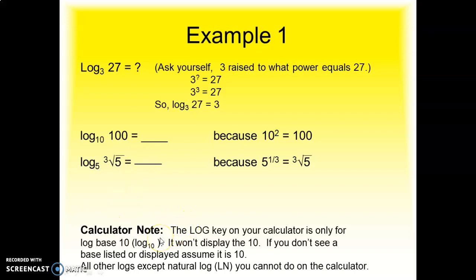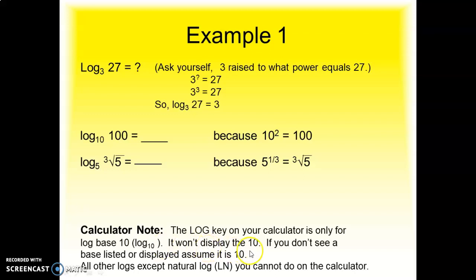Calculator note: the log key on your calculator is actually always base 10. It will just appear as log on the calculator. So when you just see log, that is understood to be base 10. So it's 10 to what power?